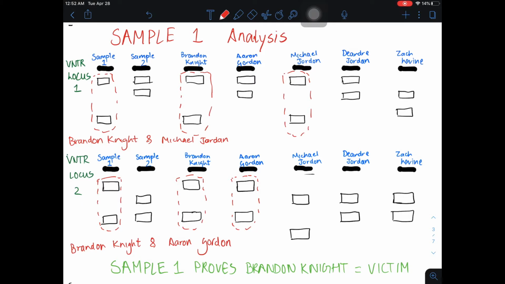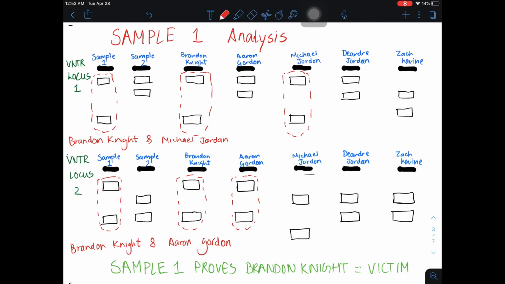Looking at the first sample at locus 1, we can see that Brandon Knight and Michael Jordan match in the DNA pattern. So we can remove Aaron Gordon, LaVine, and DeAndre Jordan from the source of the first sample. Now let's look at locus 2. We can see that Brandon Knight and Aaron Gordon have matches. To accurately get the results in DNA, the DNA must match exactly in both loci. So in our case, Brandon Knight matched in both loci.